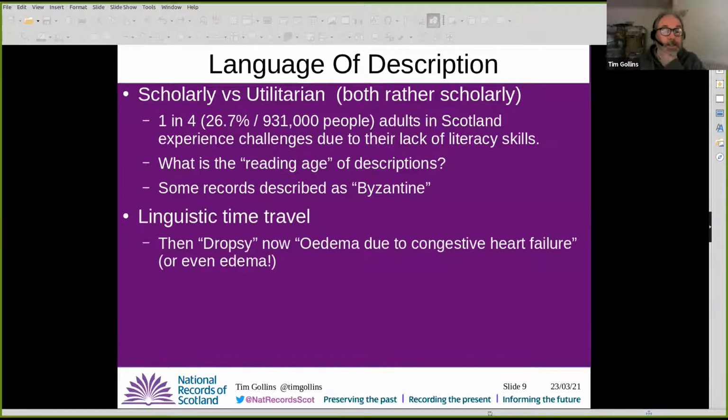We also need to think about linguistic time travel. In medical terminology, dropsy of the 19th century is in fact edema due to congestive heart failure. But even in researching this today and getting the example, I discovered that edema is spelt differently by America and the UK. So how do we account for that?